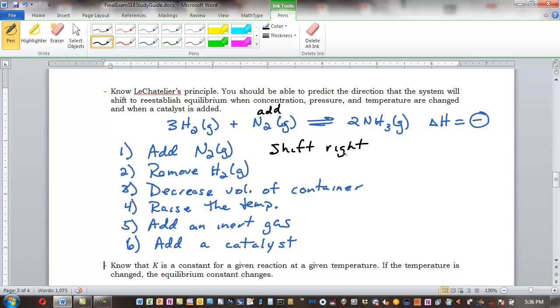All right, now let's remove some hydrogen gas. Which way will this shift? It'll shift left. We're going to pull some hydrogen gas out of the reaction vessel, and it's going to shift to replace some of what we remove. So this one will shift left.